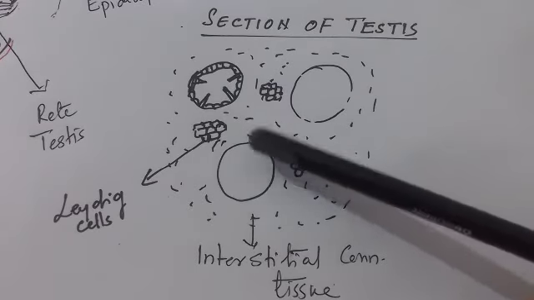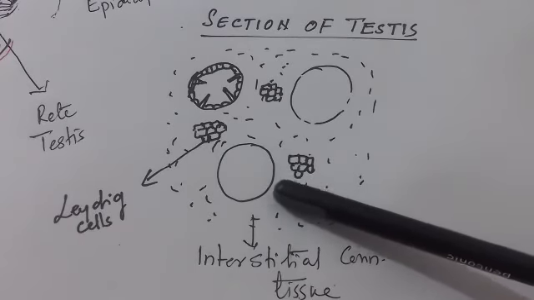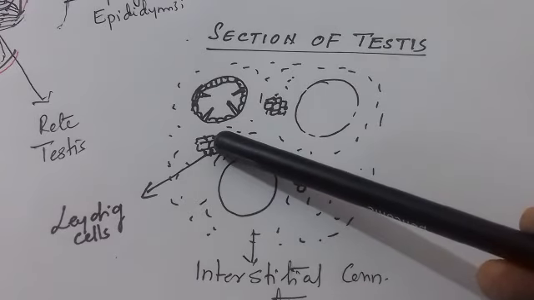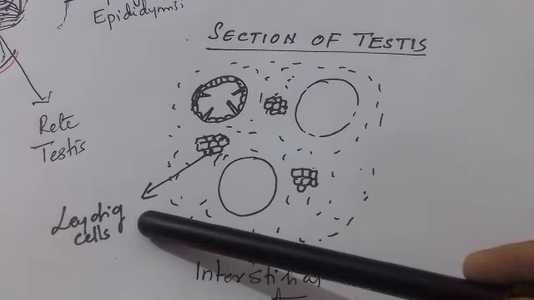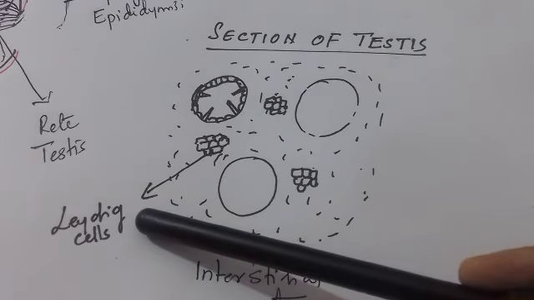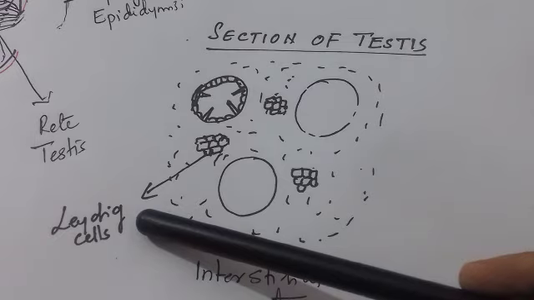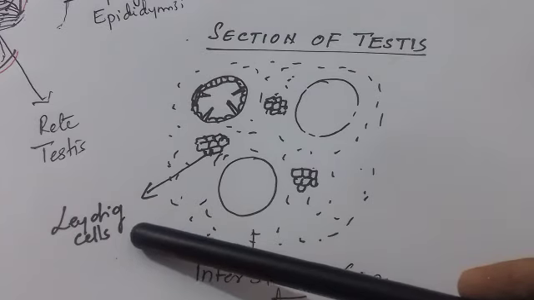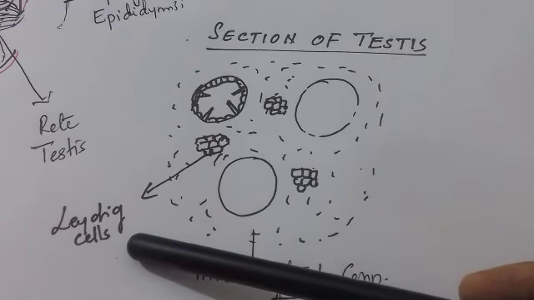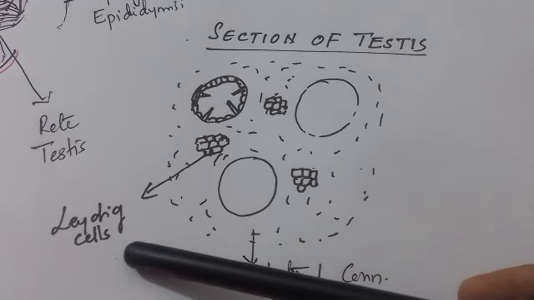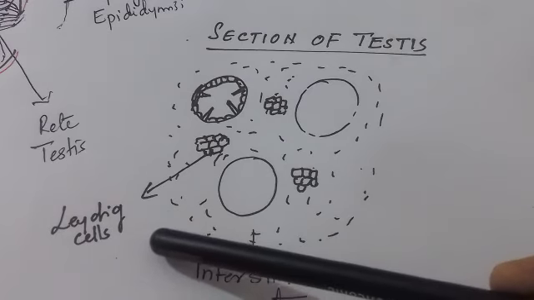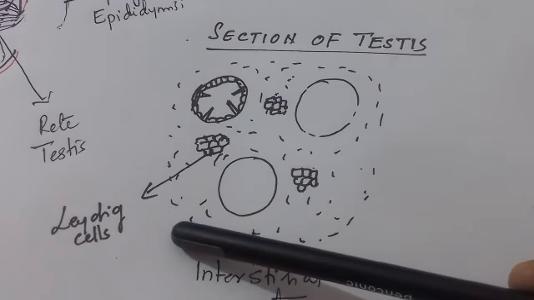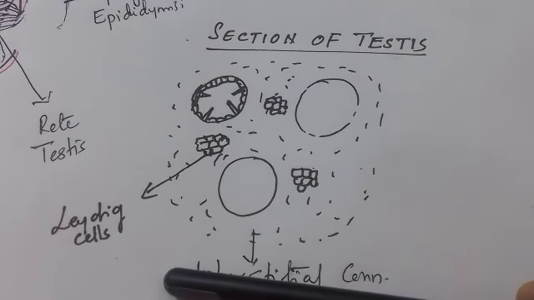In this interstitial connective tissue, we can also see some masses of cells, and these are known as Leydig cells or interstitial cells. The main function of Leydig cells or interstitial cells is to produce the male hormone, that is testosterone. So the human testes perform two functions, namely production of sperm and production of testosterone. These are the two functions.